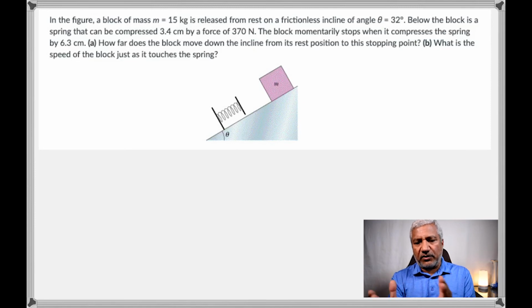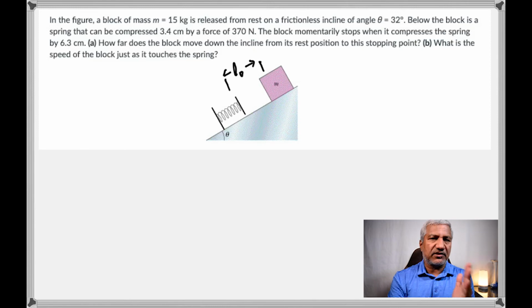Now, since we've been given all those distances, from the diagram, let's label them. Let's label this as L0. That's the initial distance from the spring of the block. It should be from the center of the block. And then this distance, we will call it X0. That's the uncompressed length of the spring.